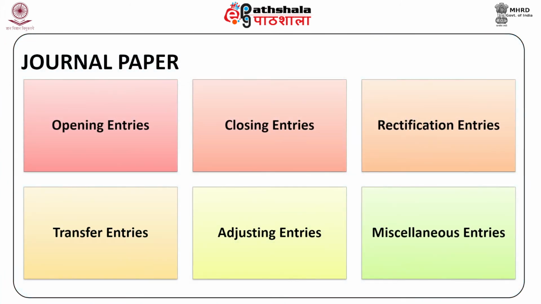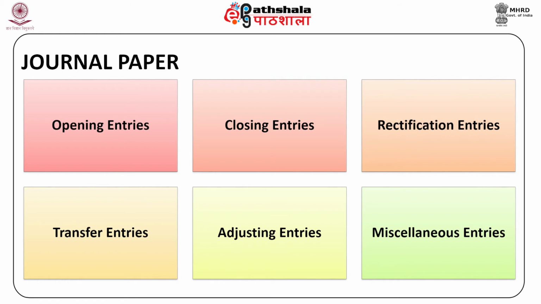Number 1, opening entries. The opening balances of assets and liabilities are journalized in the journal book when books are started for the new year. Number 2, closing entries. At the time of preparation of final accounts, at the end of the period, the nominal accounts are transferred to the trading and profit and loss account. This is done through closing entries. Then number 3 is rectification entries. These are passed to rectify the errors that have been committed. Number 4, the transfer entries. These entries are required in order to transfer from one account to another account.